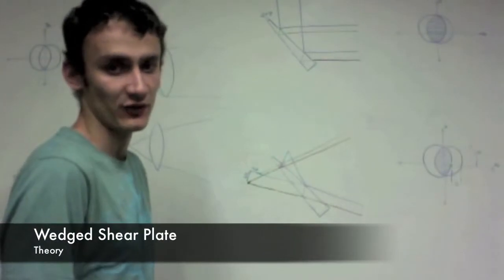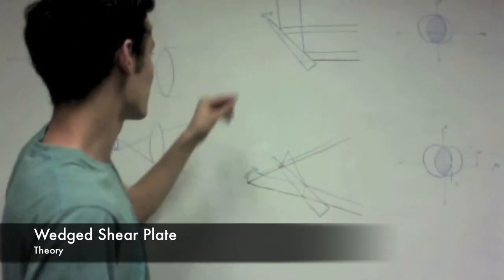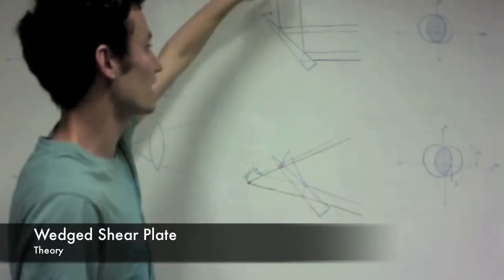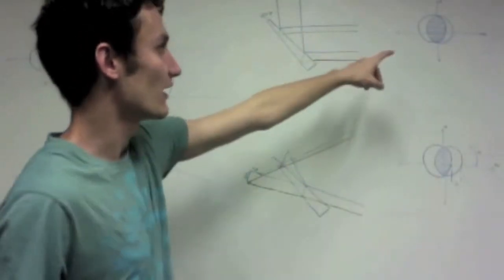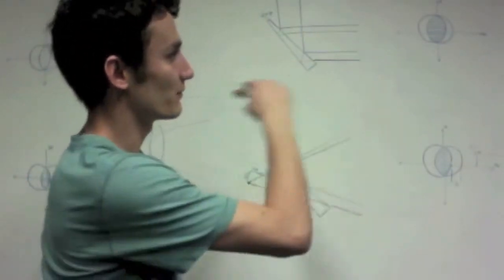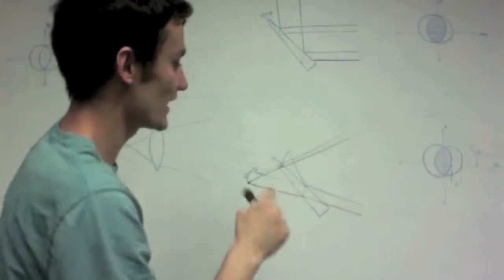For a wedge shear plate interferometer, we have this wedge angle of beta. So for the first case, when the beam is collimated, we have the exact same plane wave coming in. Now, the interference pattern looks like this, and we have the interference fringes parallel to the x sub p axis.